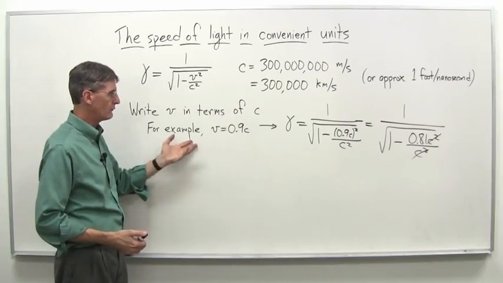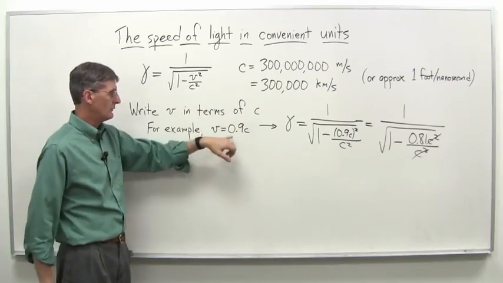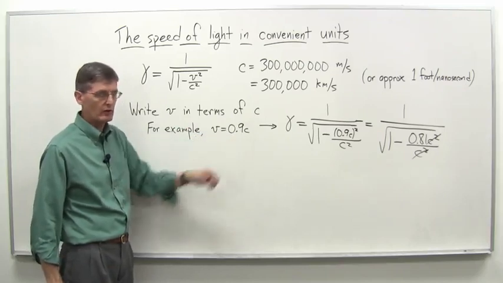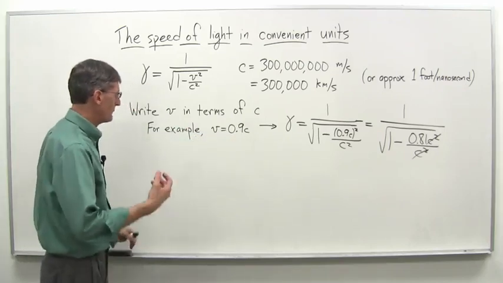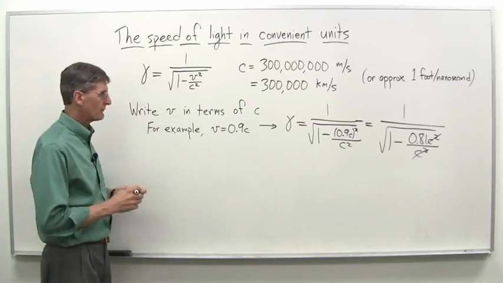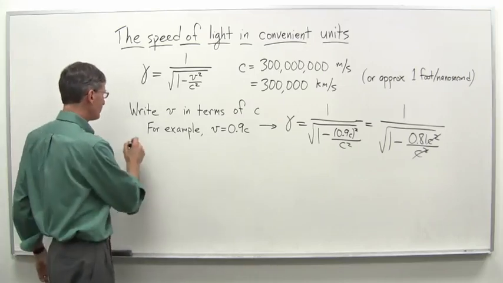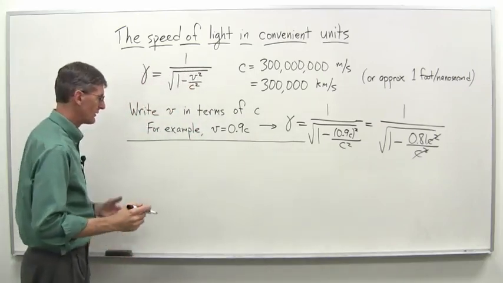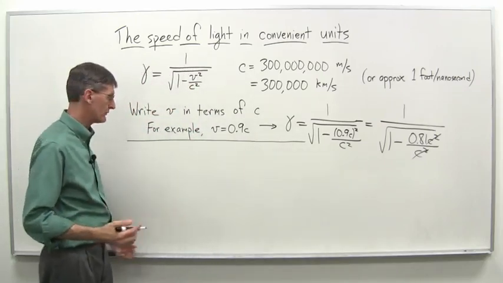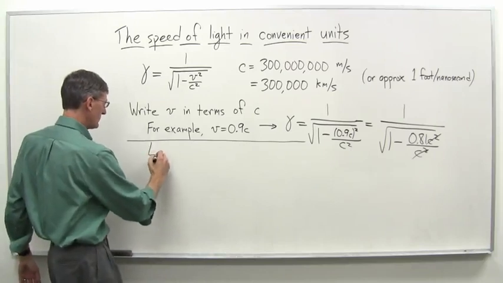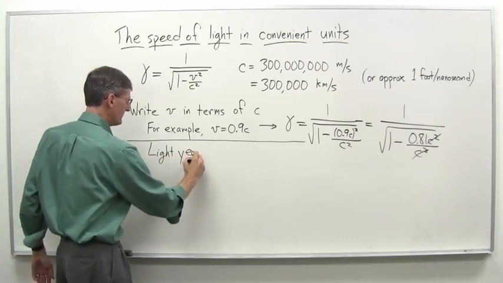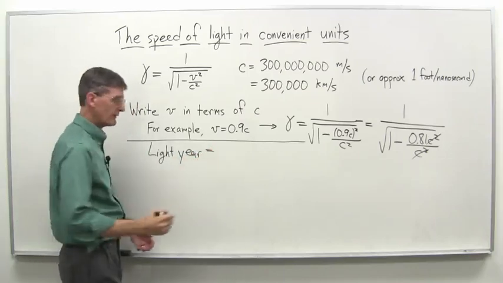So often you may see problems with v as a certain fraction or percentage of the speed of light. But there's another measure that's useful to know about as well that makes our life easier, especially in terms of astronomical distances, and that is the light year, which you may have heard about. The light year is the distance light travels in 1 year.